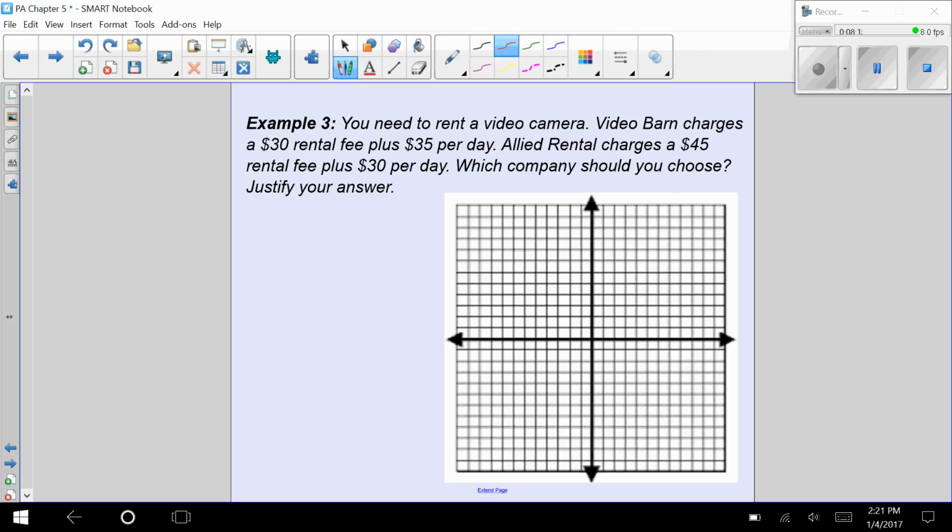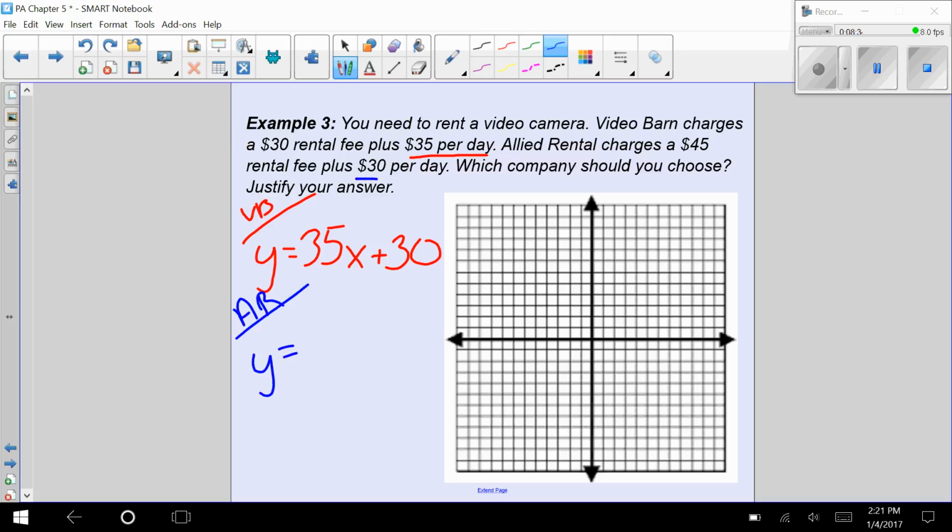Let's write an equation. For Video Barn, we're going to write the equation y equals, well, 35 per day, there's our slope, 35x plus 30. For Allied Rental, our equation is going to be y equals 30 per day is our slope, 30x plus 45.